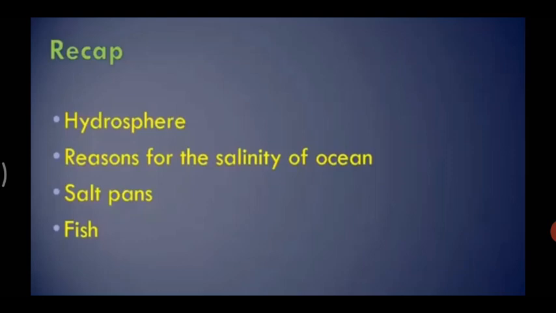What type of fish is consumed and how fish is an important occupation for the people who live in the coastal areas. We also learned that fish is not only used for consumption but also for medicinal purposes. Now let us move on to the next part of the lesson.